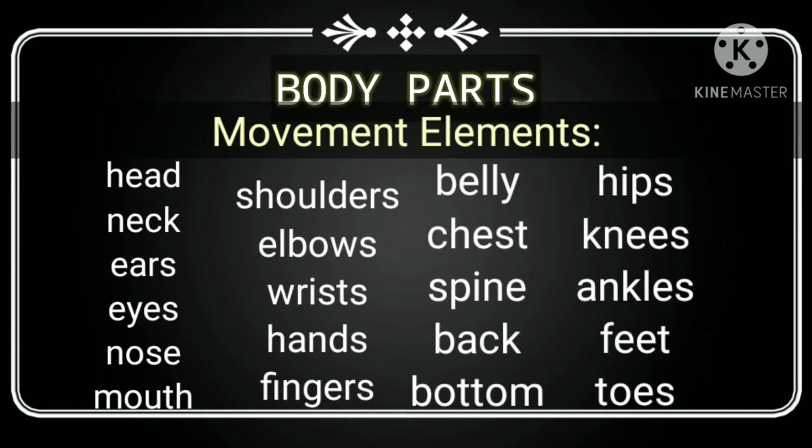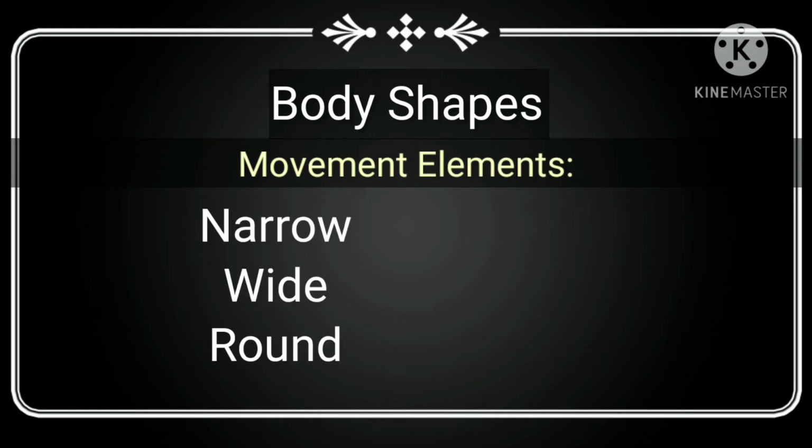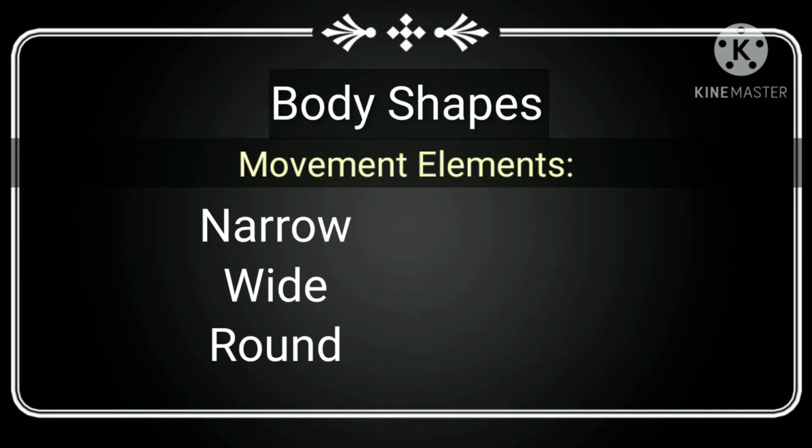The first category is the body parts category, which includes common body segments and joints, including the head, neck, ears, eyes, nose, mouth, shoulders, and so on and so forth. The second category is body shapes, which form silhouettes or outlines of the body in space. There are six body shapes, or movement elements: narrow, wide, round, twisted, symmetrical, and asymmetrical.